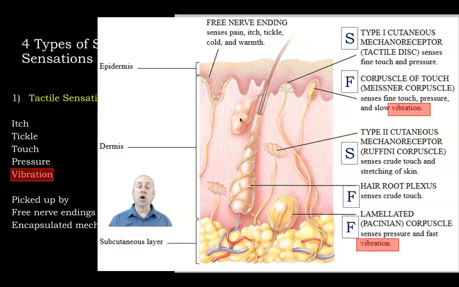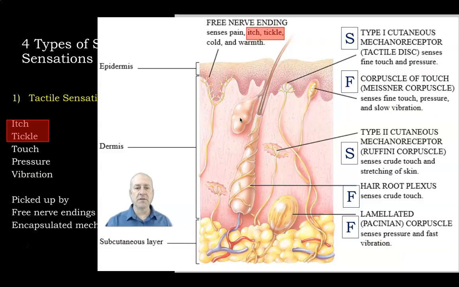Vibration. Slower vibration is going to be picked up by Meissner superficially. Fast vibration is going to be picked up deeper in the lamellated corpuscle. Again, fairly straightforward. And that leaves us itch and tickle, and those are going to be handled by the free nerve endings, either epidermally, or of course it could be some, I'll continue to draw this every time I erase it. It's kind of fun to draw.